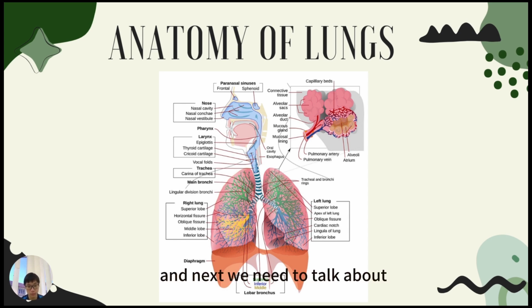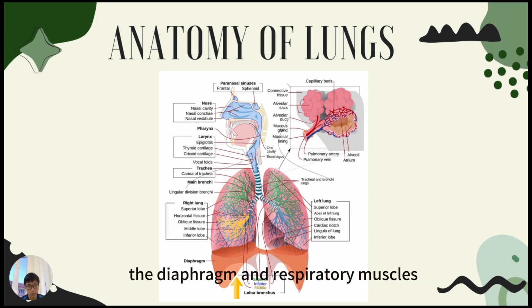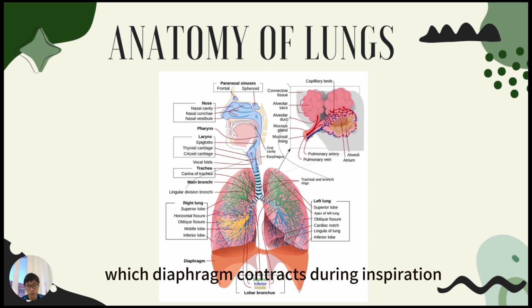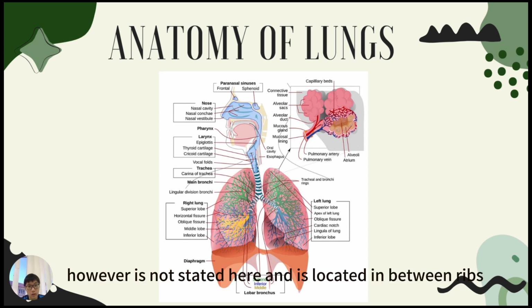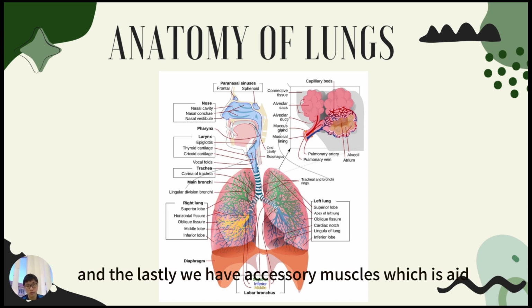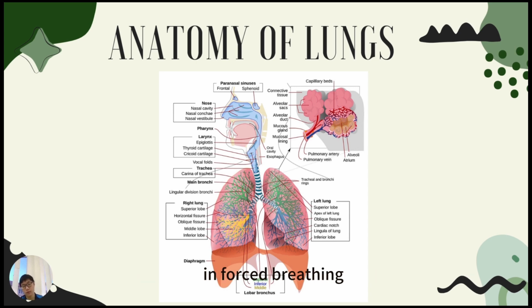And next, we need to talk about the diaphragm and respiratory muscles. The diaphragm contracts during inspiration or inhalation to expand the thoracic cavity, and exhalation is just vice versa. The intercostal muscles assist in thoracic expansion and contraction. However, it's not stated here. They are located in the ribs. And lastly, we have accessory muscles, which aid in forceful breathing.